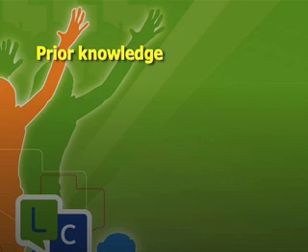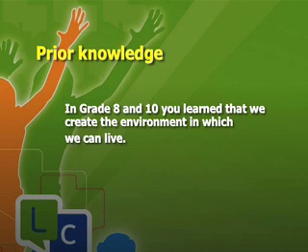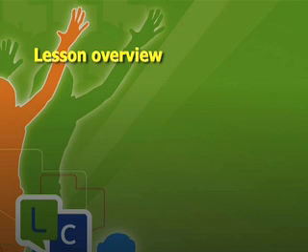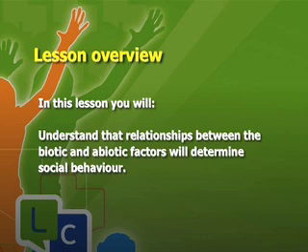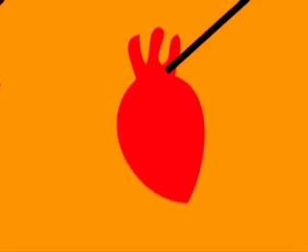Prior knowledge. In grade 8 and 10, you learn that we create the environment in which we can live. Lesson overview. In this lesson, you will understand that the relationships between the biotic and abiotic factors will determine social behavior.